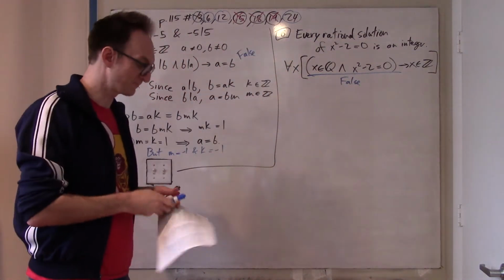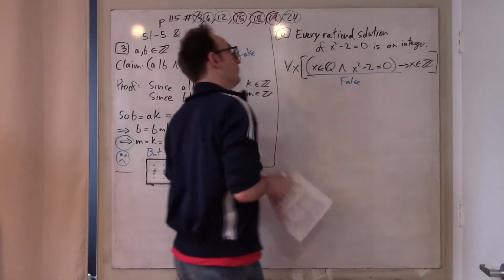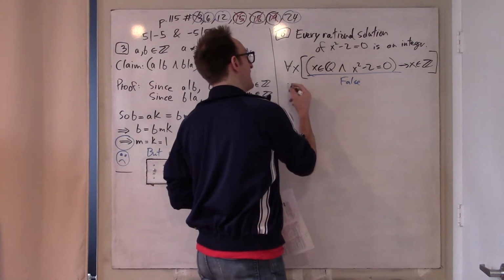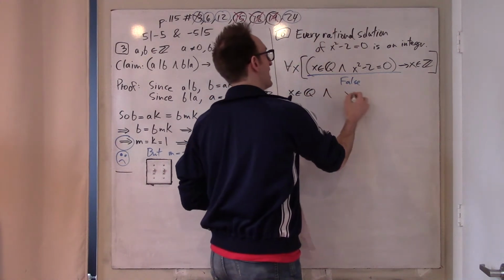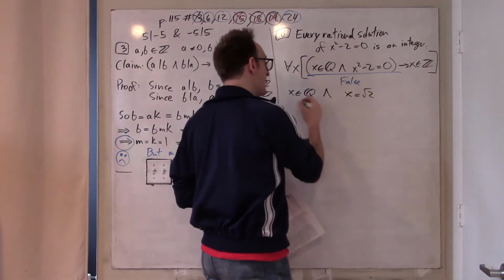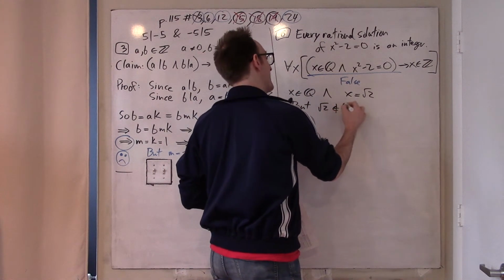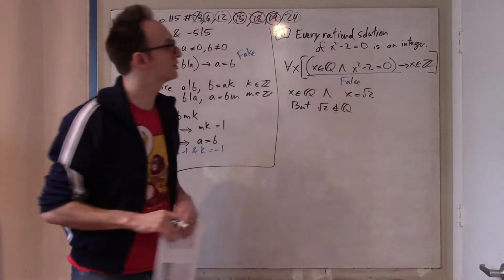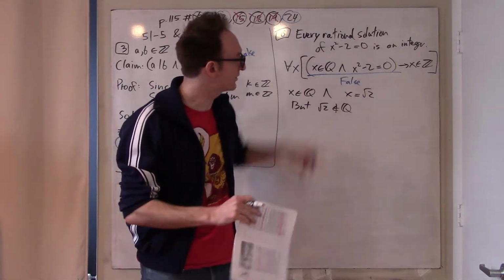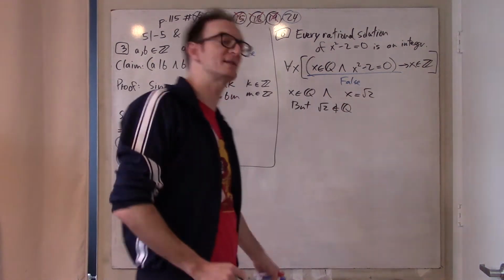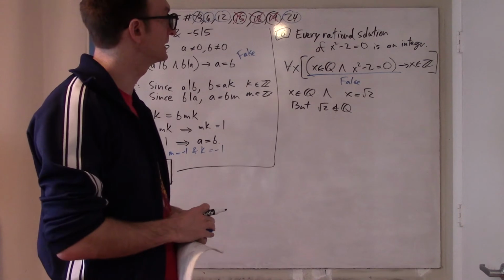Because if x squared minus 2 is 0, then x is rational, and also x is the square root of 2. But we have proven a couple classes ago that the square root of 2 is not rational. Therefore, you can't have a rational solution to x squared minus 2 equals 0. The antecedent is false, and so anything you claim in the consequent is irrelevant. The conditional is automatically true.